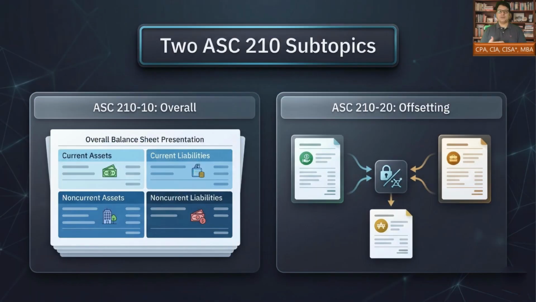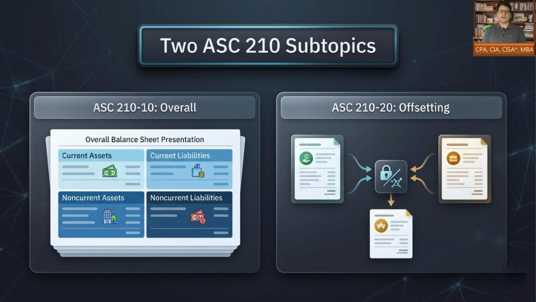ASC 210 becomes easier when you separate its two subtopics. ASC 210-10 is the overall presentation area. Think of it as the classification and structure part of the balance sheet. It helps us understand current assets, non-current assets, current liabilities, non-current liabilities, and the broader statement of financial position.